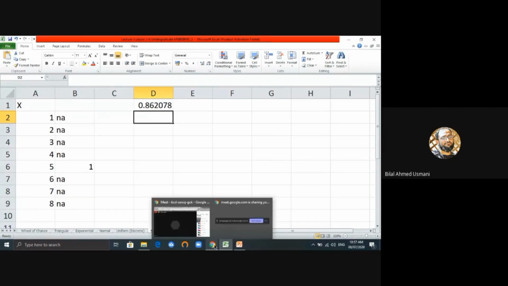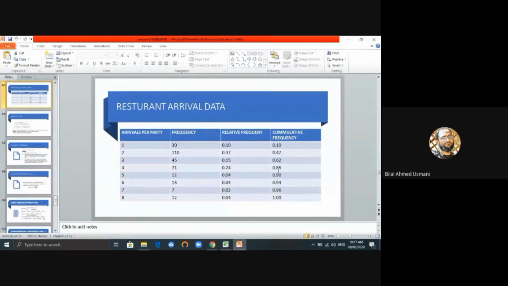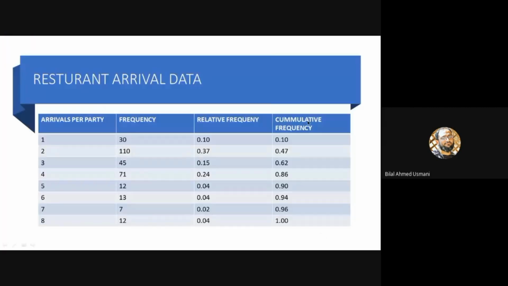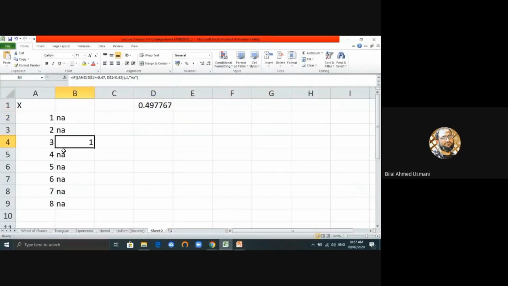So look, we have 0.862078. So if a number is 0.86, where does it fall? 0.86 is greater than 0.86 but less than 0.9, so it means I'm looking at a group of 5. Once again, the number is 0.4977. If I look at the table again, 0.4977 is greater than 0.47 and less than 0.62. So it should be 3 arrivals. So 1 should be printed in front of 3, and so on and so forth.